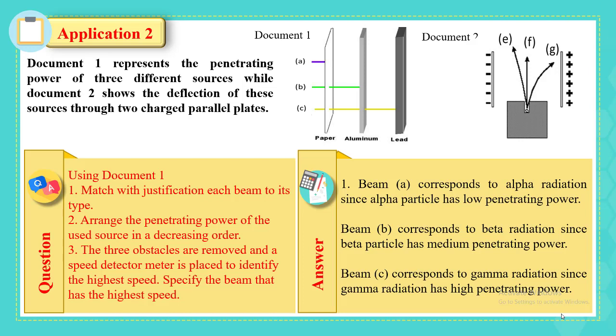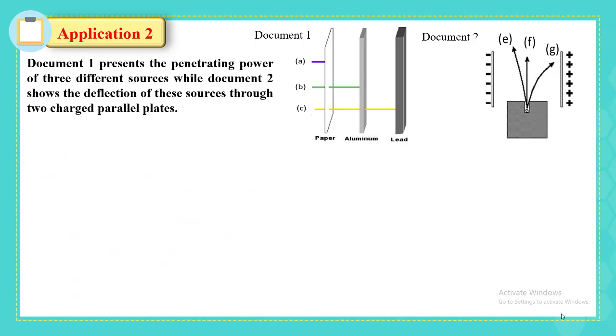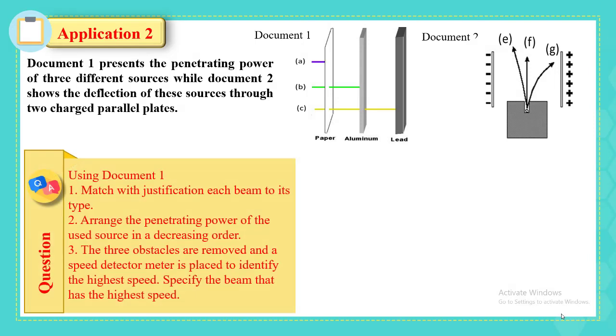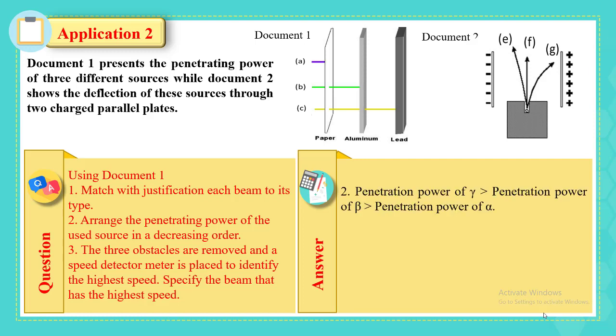In the second question, we have to arrange the penetrating power in decreasing order. So, the penetrating power of gamma radiation is greater than the penetrating power of beta radiation or beta particles, and it is also greater than the penetrating power of alpha particles.